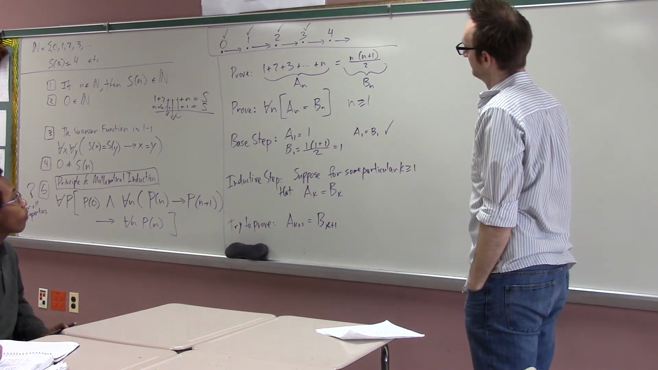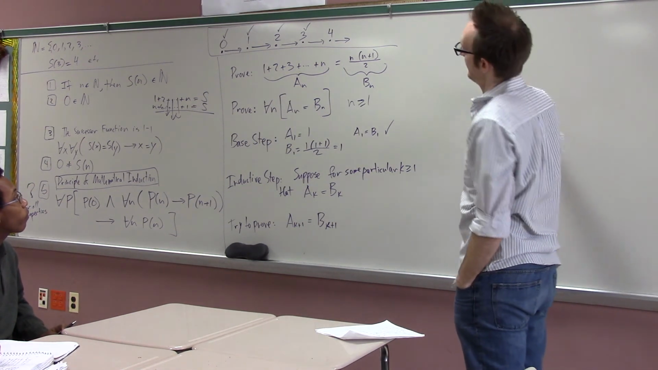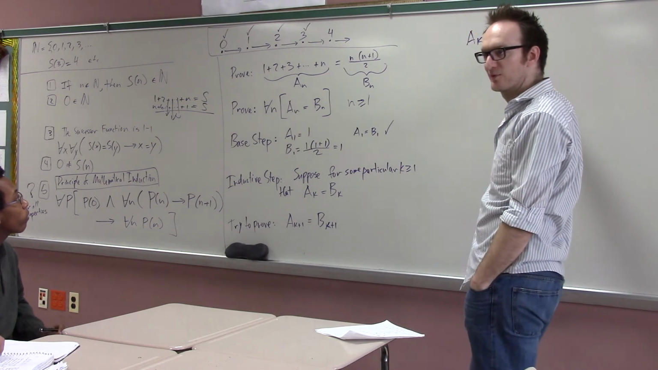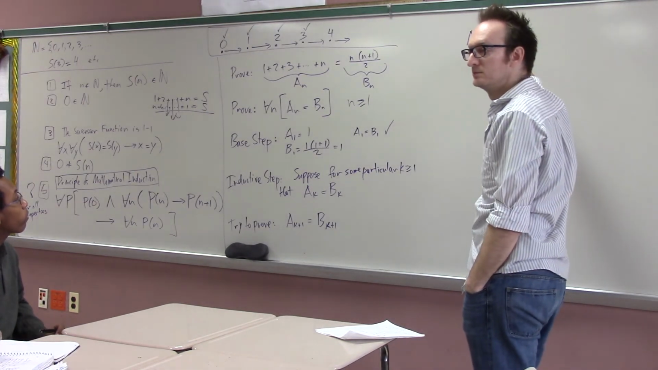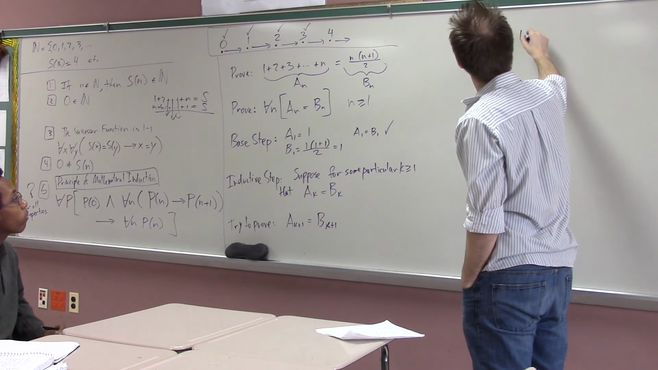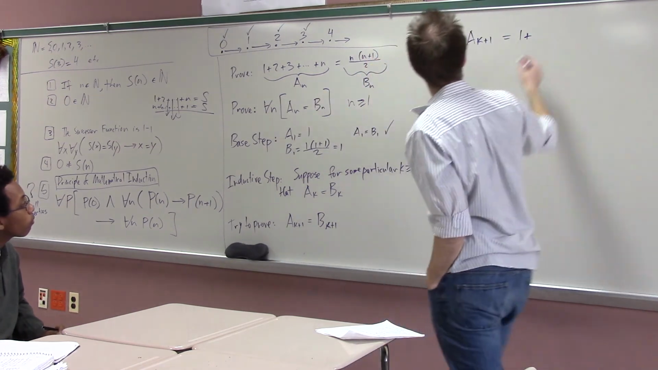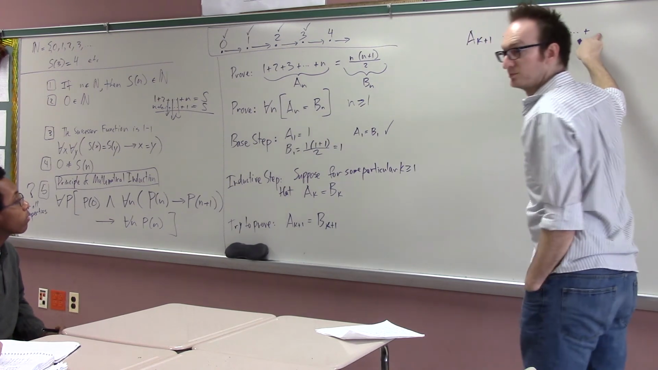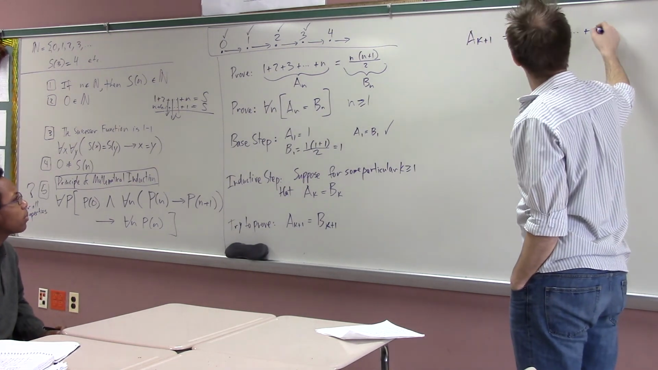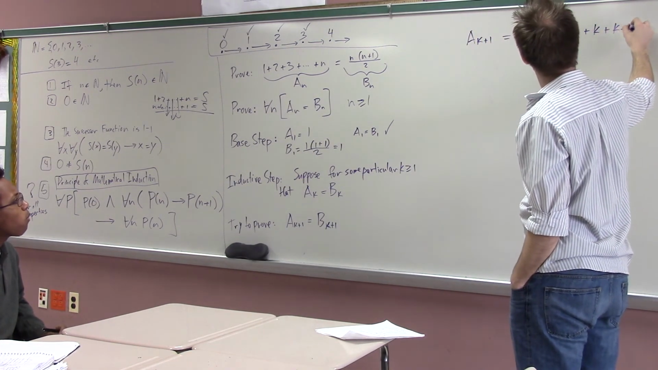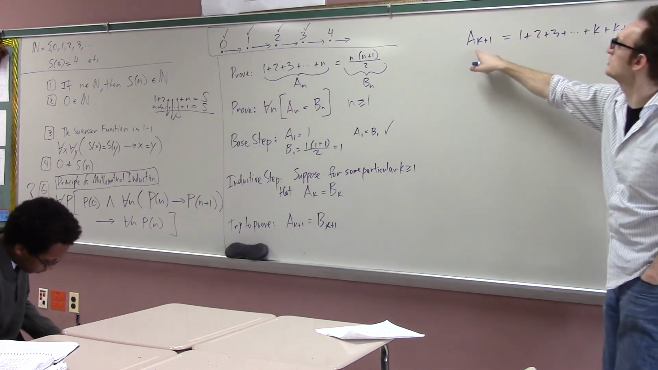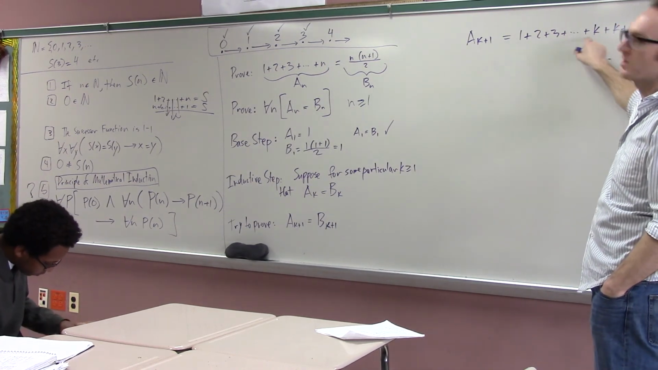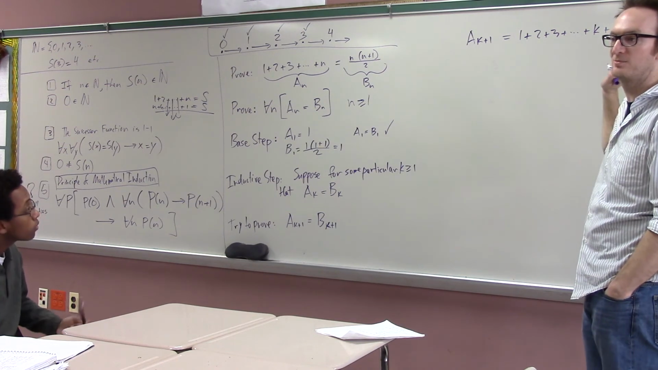Wait, hold on. What does a sub k plus 1 even mean? It just means 1 plus 2 plus 3 plus, and this time we stop at k plus 1. So a sub k plus 1 just means 1 plus 2 plus 3 plus all the way up to k plus k plus 1. Everybody cool with that?